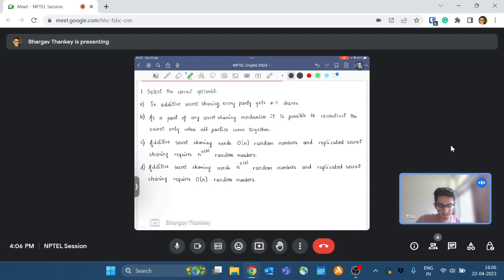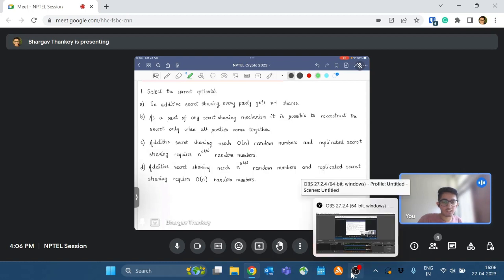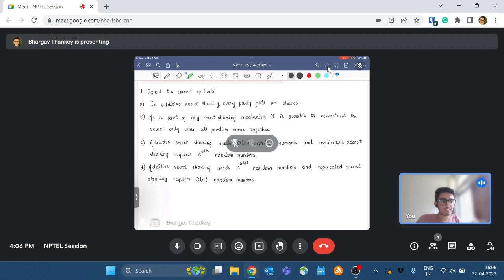Over here, by replicated secret sharing, I just mean that we want to accomplish n comma t secret sharing. In order to do that, we are just repeating additive secret sharing multiple times. That's what I mean by replicated secret sharing. It is just the way of achieving n comma t secret sharing using the additive secret sharing scheme that we already saw in class.